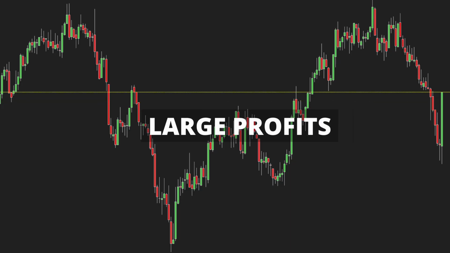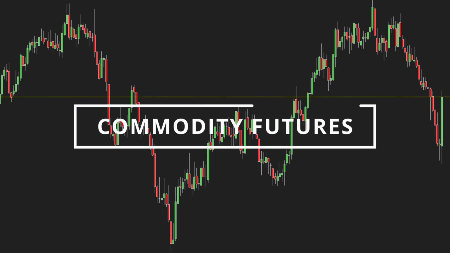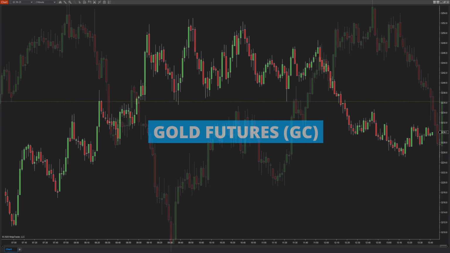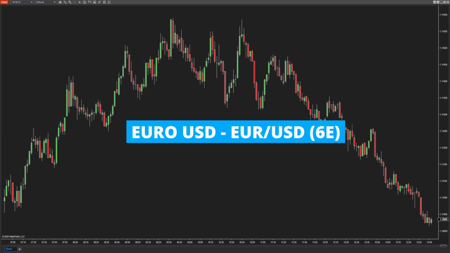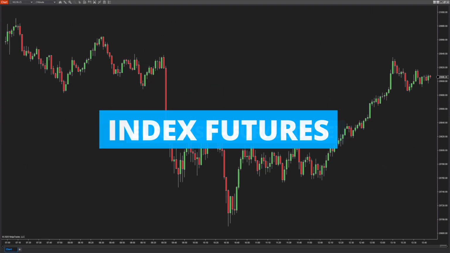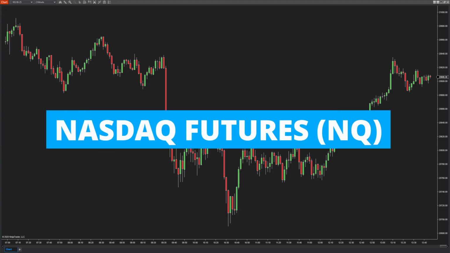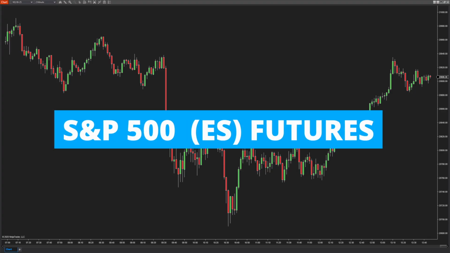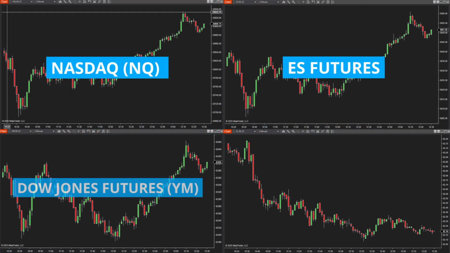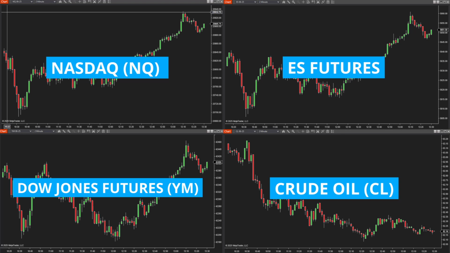There are various types of futures contracts available, including commodity futures like gold and oil, currency futures like Euro USD, and index futures like ES futures and Nasdaq futures. Nasdaq futures are commonly called NQ futures. E-mini S&P futures are commonly called ES futures. Each type has its own characteristics and trading strategies.